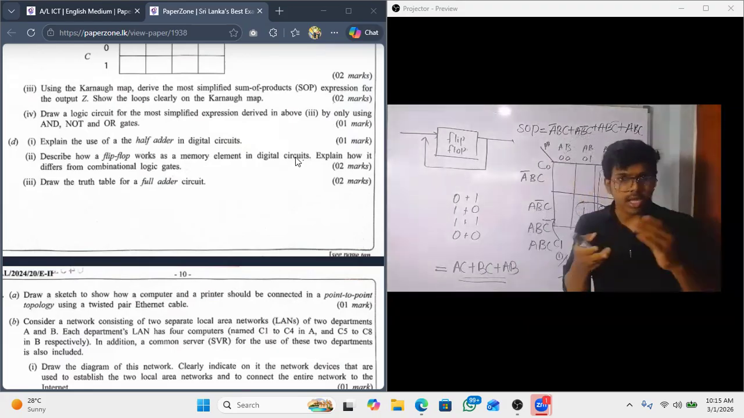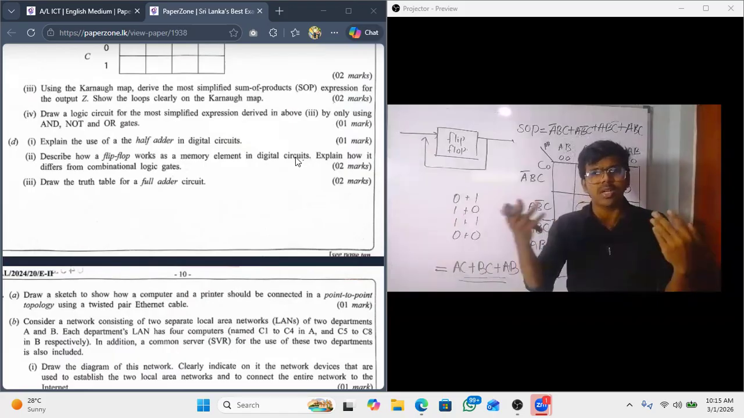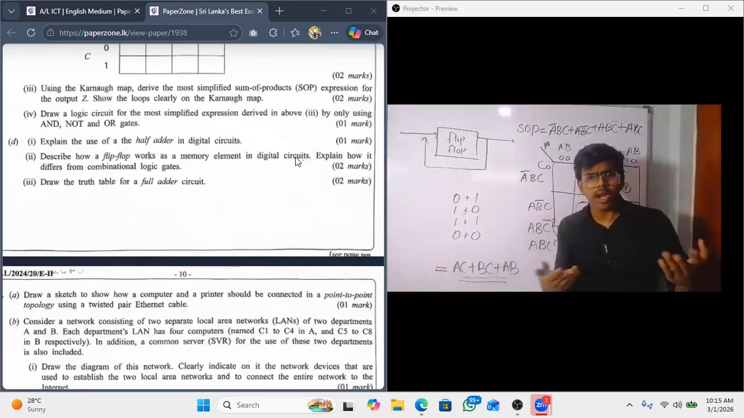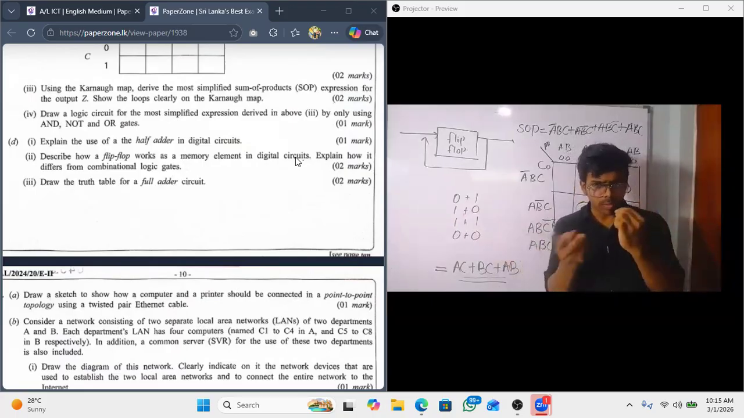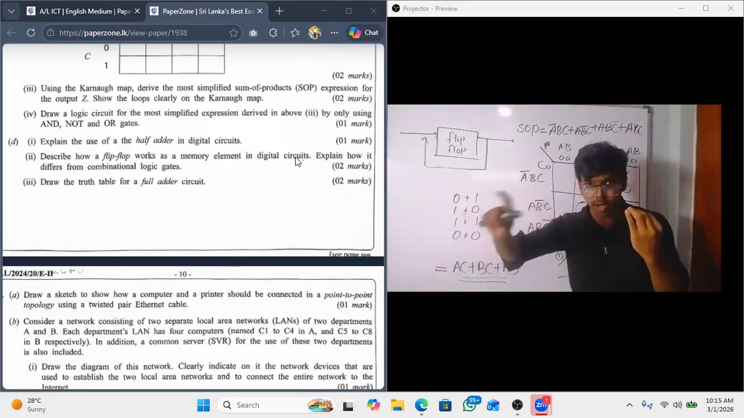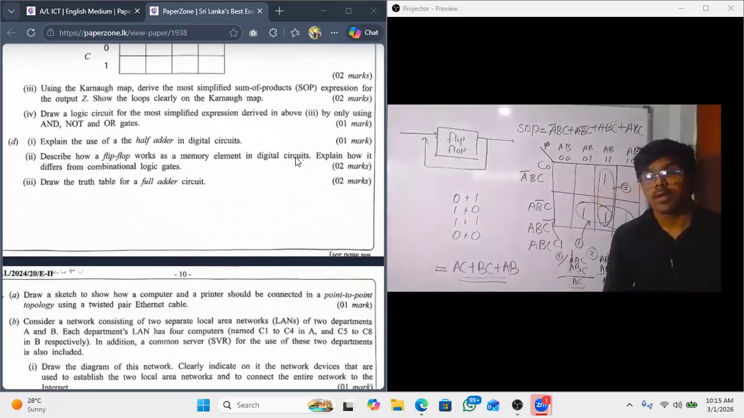Okay, for 2 marks, explain how it differs from the combinational logic gates. Combinational gates take the input, process, give the output, and forget. Combinational gates are NAND and NOR. And flip-flops, what do they do? They take the input, give the output, and take the output back as an input. That is the difference.